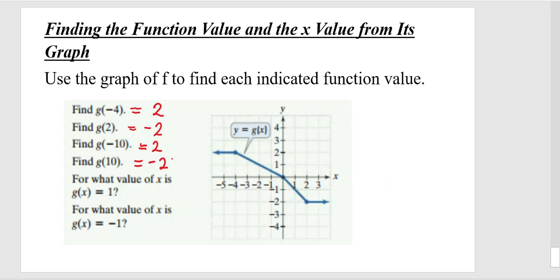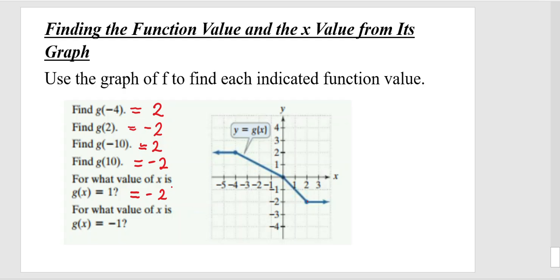Okay, now here's the vice versa, or the opposite. For what value of x is g of x 1? So this time we're given the function value 1. Okay, so y is 1. That means it's right here, that's 1. So for what value of x is g of x 1, the x there is negative 2. Therefore, the answer is negative 2.